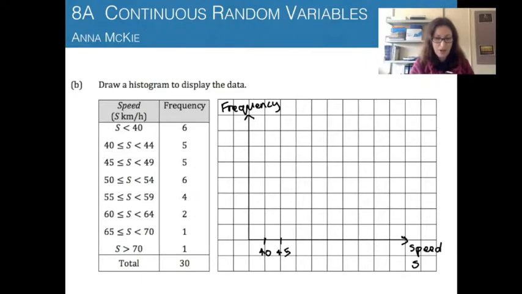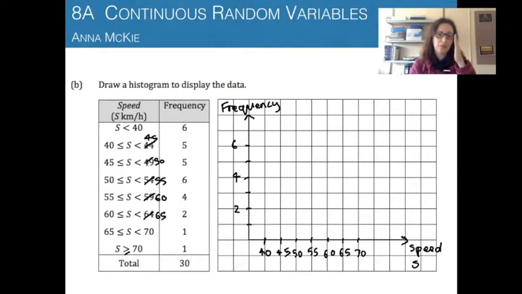Now, an apology, the numbers here are wrong. I should have changed those ones. There we go, I've changed them. Now I'm just going to fill in my horizontal axis and filling in my vertical axis as well for frequency up to 6.